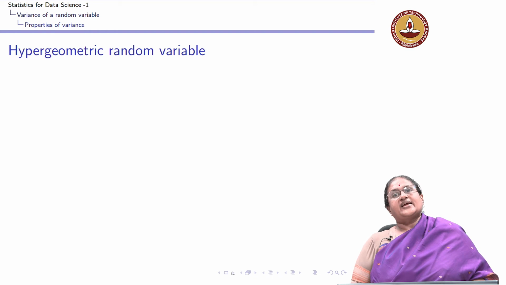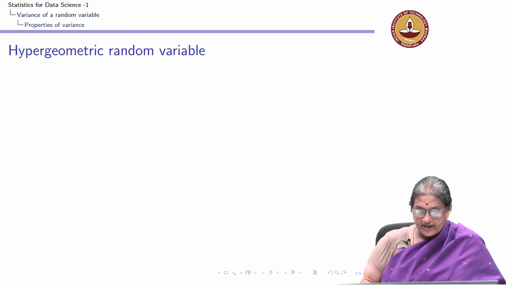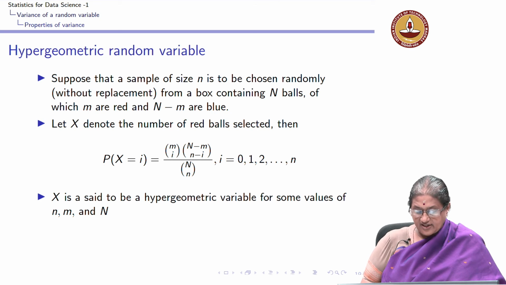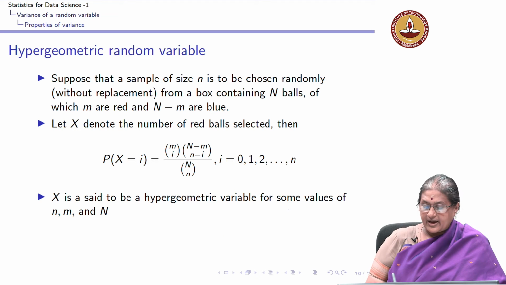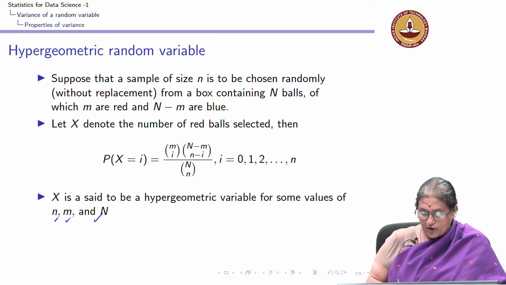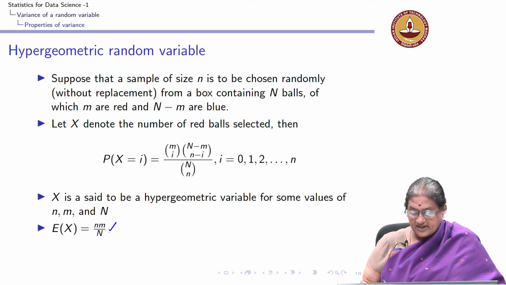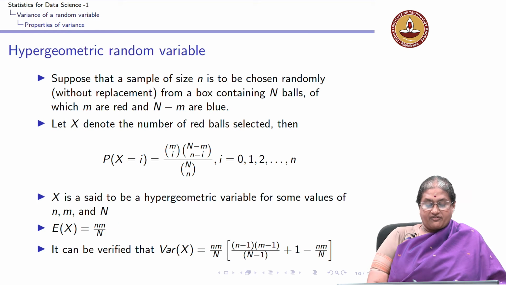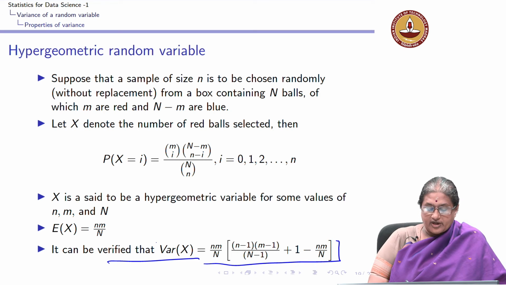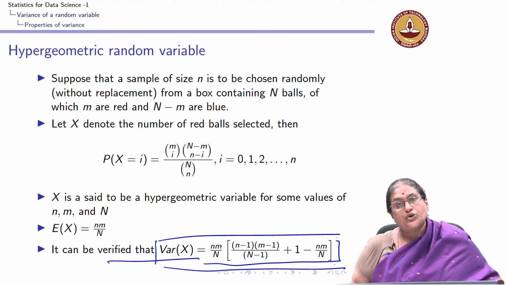Now let's look at the case of a hypergeometric random variable. We already introduced the probability mass function. We also checked that if I have a hypergeometric variable with parameters n, m and n, we already established the expectation of X is n into m plus by n. We can verify that the variance of X is given by this quantity. The proof of this would be discussed in a tutorial.